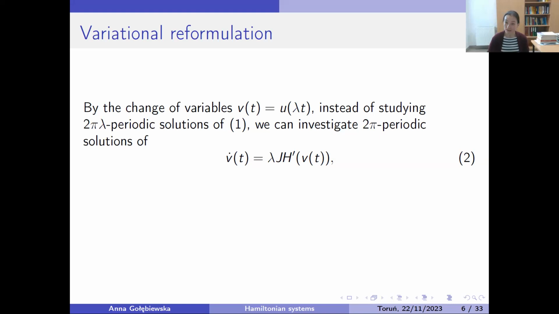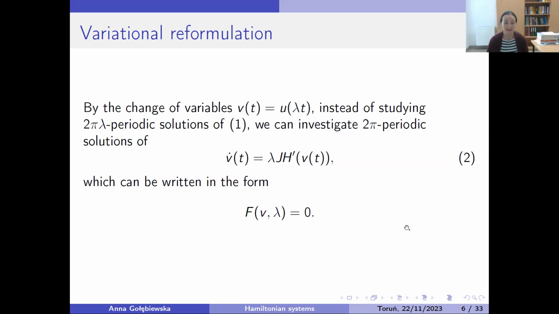So now I will tell only a few things about the methods we use. First of all, with our first order differential equations, we associate a family of Hamiltonian systems. So we introduce a parameter. This is done by a simple change of variables described here. And instead of studying periodic solutions with arbitrary period, we can investigate periodic solutions of fixed 2π period. So the advantage is that we have fixed the period. And now we have the parameterized system.